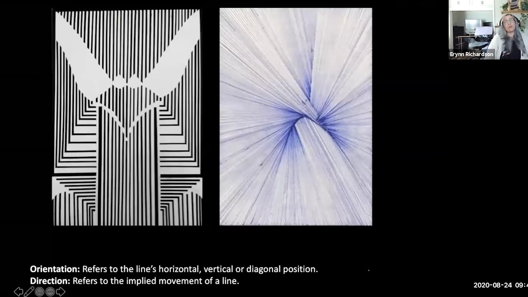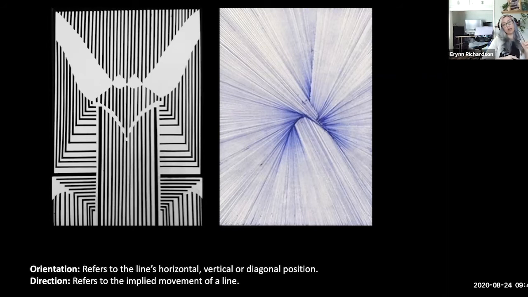So there's a few other words that we might talk about when we talk about line. So we have orientation, which is whether the line is horizontal, vertical, or diagonal. We also have direction, which is the implied movement of the line. So where does it look like the line is going?